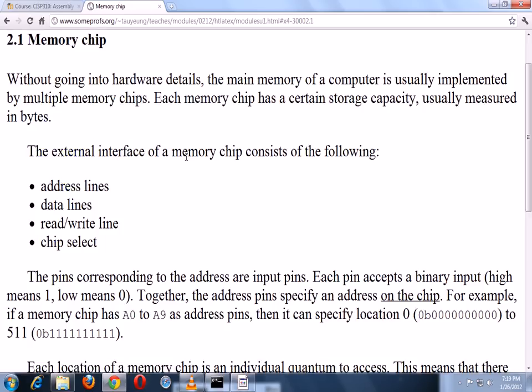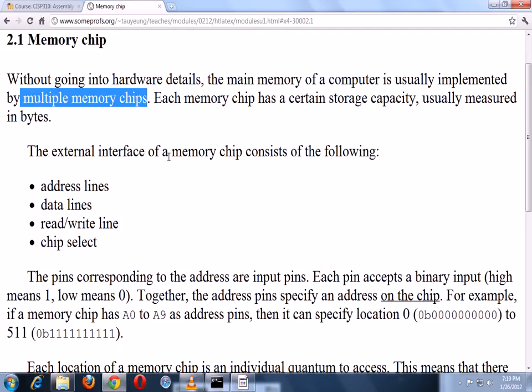So we'll go ahead and start with memory chips. The main memory of a computer is usually implemented by multiple memory chips. In other words, very seldom can you find a computer system where the memory comes from a single chip. It can happen, but most of the time it comes from multiple chips.